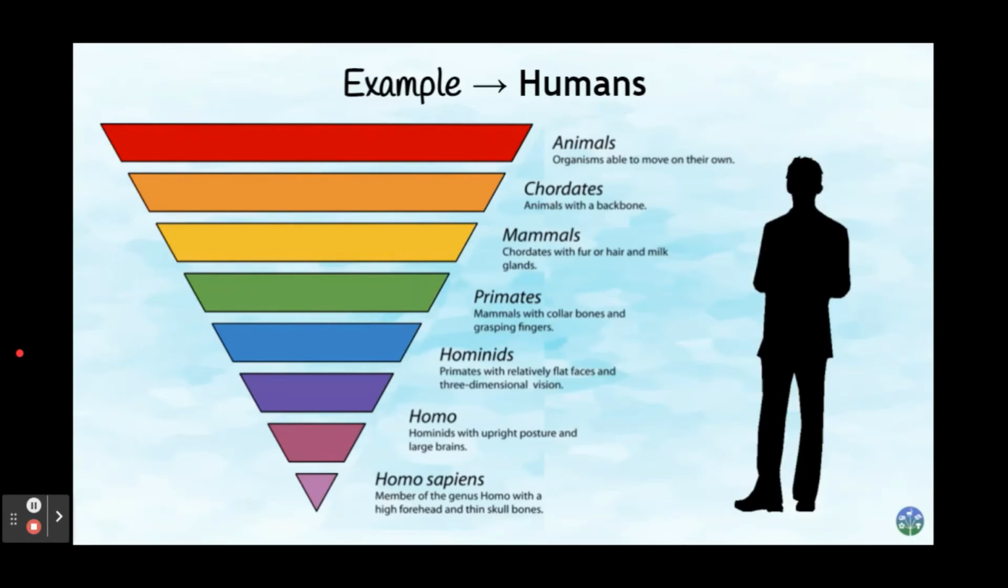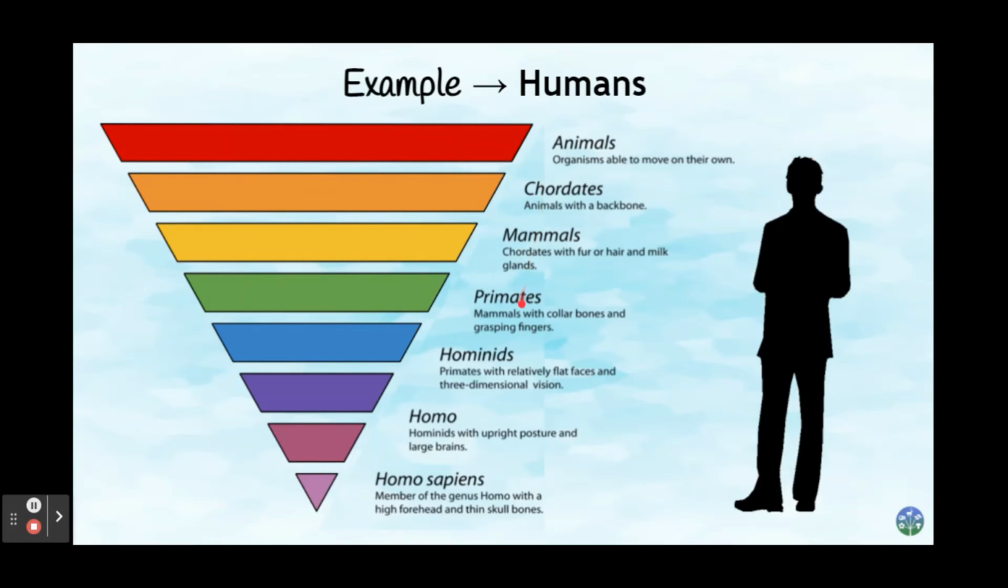Okay, so here we have the example of humans, and we're still using the same taxonomic ranks of domain, then kingdom, phylum, class, order, family, genus, and species. First up, we have the domain, and it's not shown here, but the domain is going to be eukarya, which we talked about on the slide before. And then after that, we have animals. Animals are organisms able to move on their own, and they are in the kingdom category. Next, we have chordates, which are animals with a backbone, and they fall under the phylum category. And then we have mammals, which are animals with fur or hair and milk glands, and they fall under the class category.